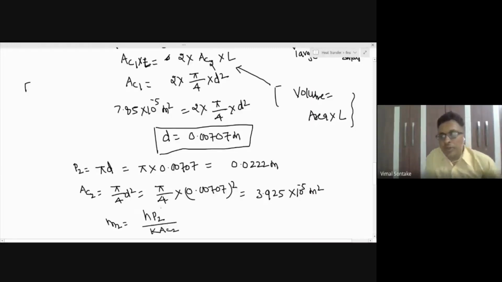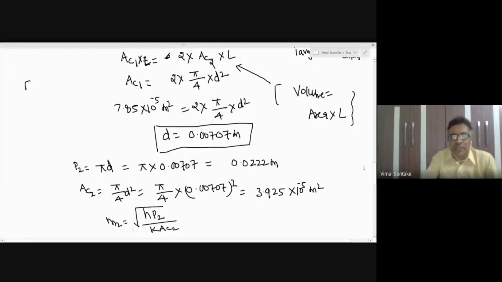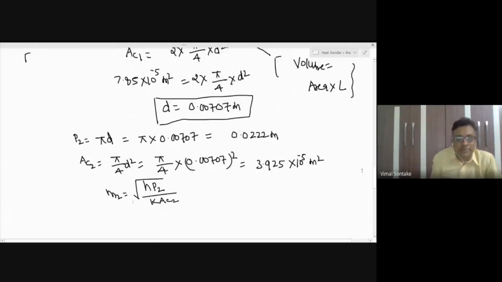Those who want to leave, they can post their roll number and can leave the session. After posting their roll number, they can leave, because this problem will go for another 5 minutes.